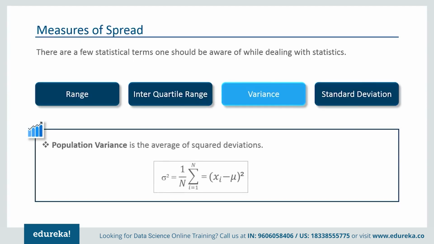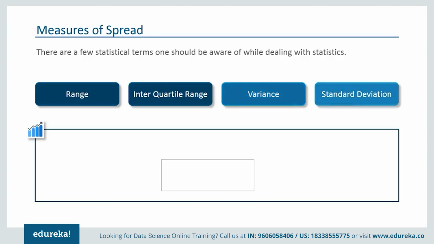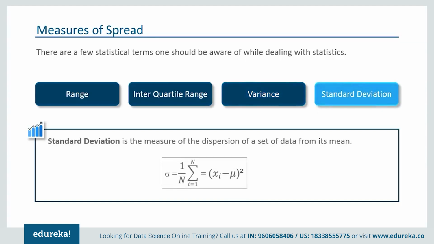Your population variance is the average of squared deviations. And you have your sample variance, which is the average of squared differences from the mean. Now, as you can see, all of these terms revolve around the mean value. This basically gives you an idea of how much an element varies or deviates from your mean value. Now we have the standard deviation, which is the final measure of spread. It is the measure of dispersion of a set of data from its mean.